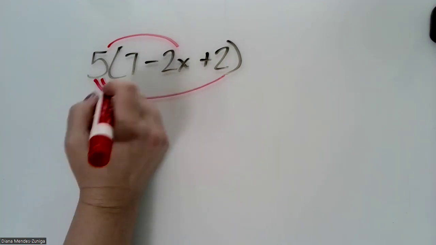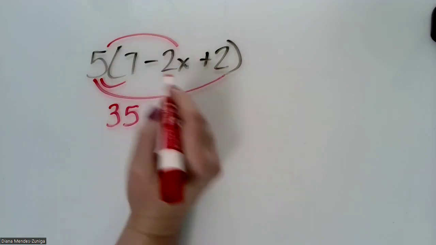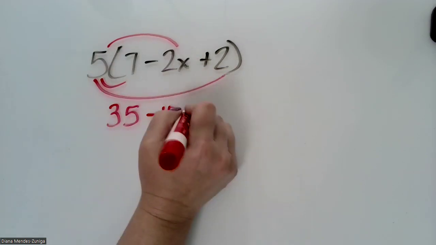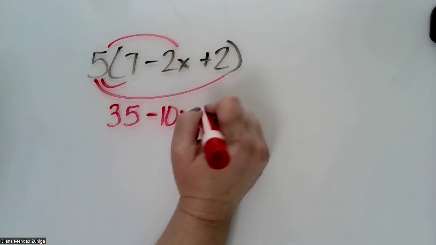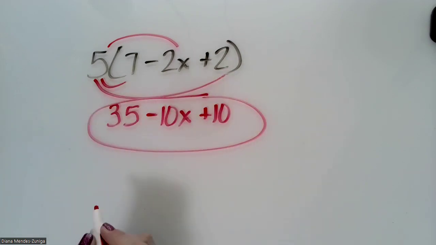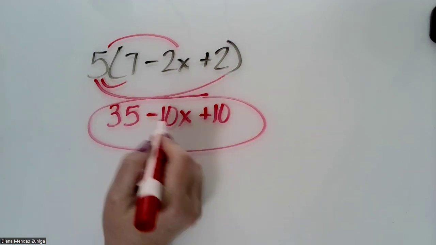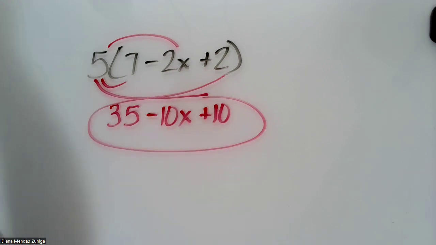So you have 5 times 7, and that's 35. And then you have 5 times a -2x, and that's going to give you a -10x. And then let's do the last one, 5 times a +2, and that would give you a +10. So your answer would be 35 -10x plus 10.